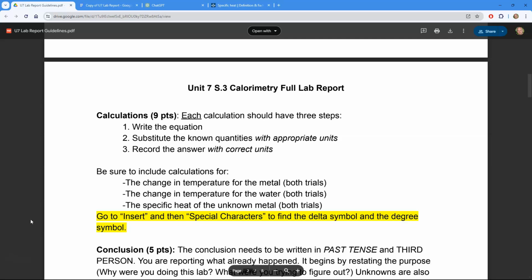Okay, so for the calculation section, it says each calculation should have 3 steps. Step 1, write the equation. Step 2, substitute the known quantity with appropriate units. And then record the answer with correct units. It says be sure to include calculations for the change in temperature for the metal, both trials, the change in temperature for the water, both trials, and the specific heat of the unknown metal for both trials. And it gives you a little hint about inserting special characters. Okay, so when we did the pre-lab, we did these calculations.